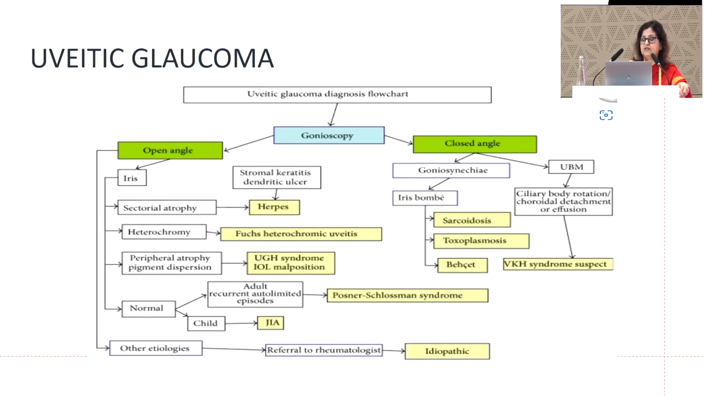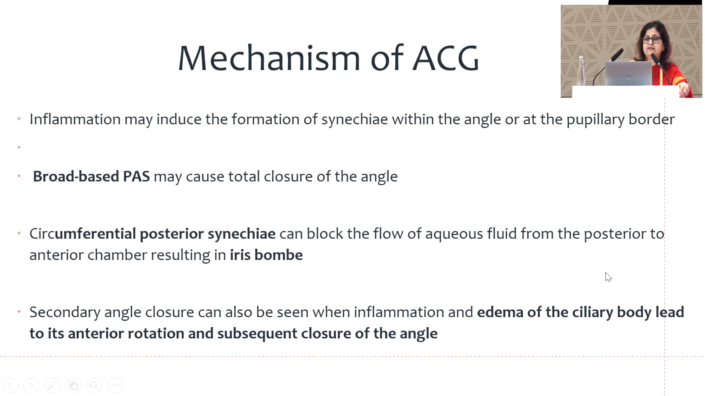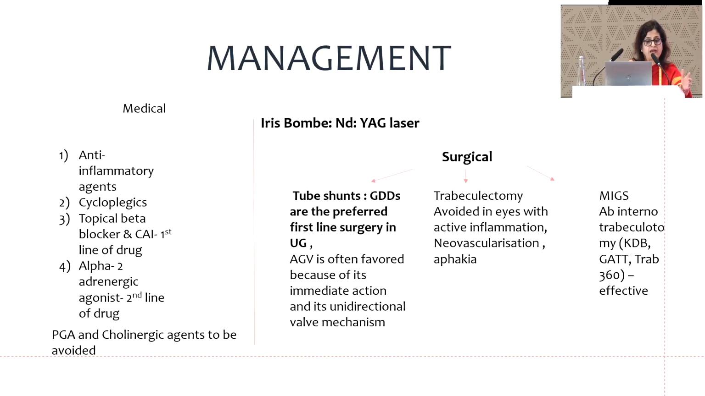Uveitic glaucoma is again common, and these are conditions which we see routinely. The management to start with is medical management. In later stages patients develop PAS, maybe complete PAS and iris bombe, and sometimes there is edema of the ciliary body and anterior rotation of the ciliary body. So management to begin with is medical, ND-YAG PI for iris bombe, and then you can perform any of these surgeries. Tube implants are the preferred procedures.